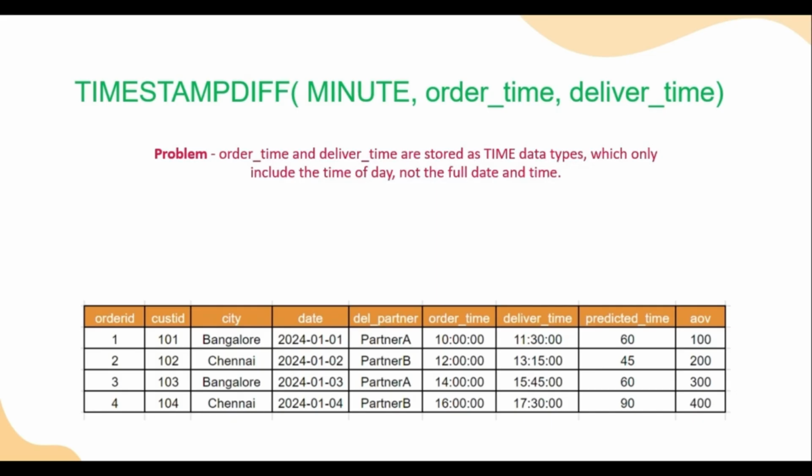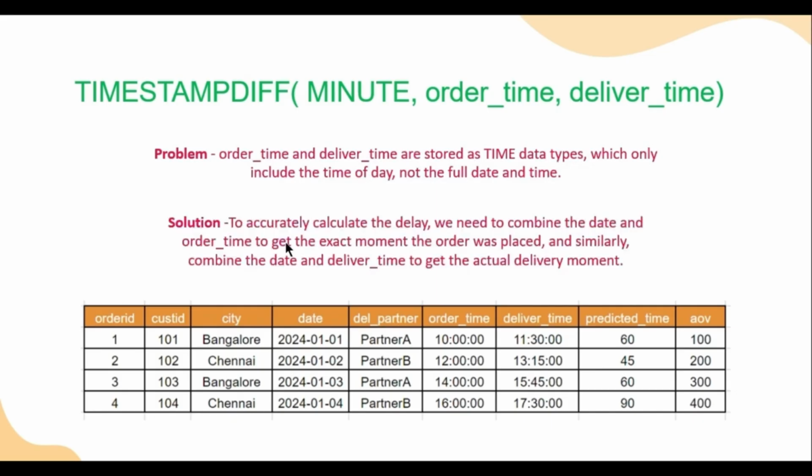To solve this problem, we will have to combine the date and order time to get the exact moment the order was placed, and similarly combine the date and delivery time to get the actual delivery moment. So for the order time, we will combine the date and order time so that it is converted into datetime format. These two columns must be converted into datetime format to find the actual delivery time of the order. So this is how we are going to solve this question.